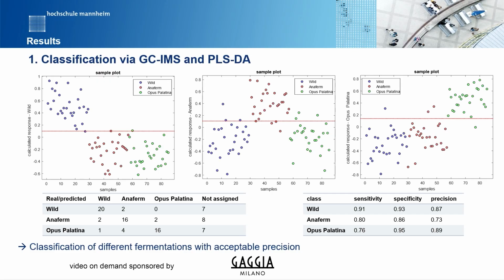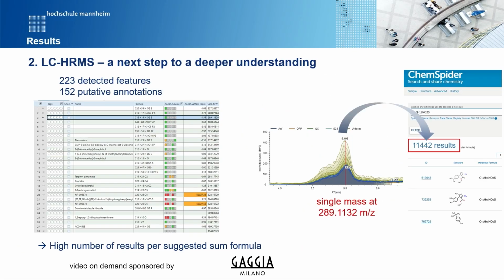And the other part of this work that I already wanted to show you some preliminary results to is the LC high-resolution mass spectrometry analysis, where we try to go the next step to a deeper understanding here. As you can see, there are 223 detected features, features being the compounds or ions that were detected. However, this is everything that was detected inside of the coffee samples.